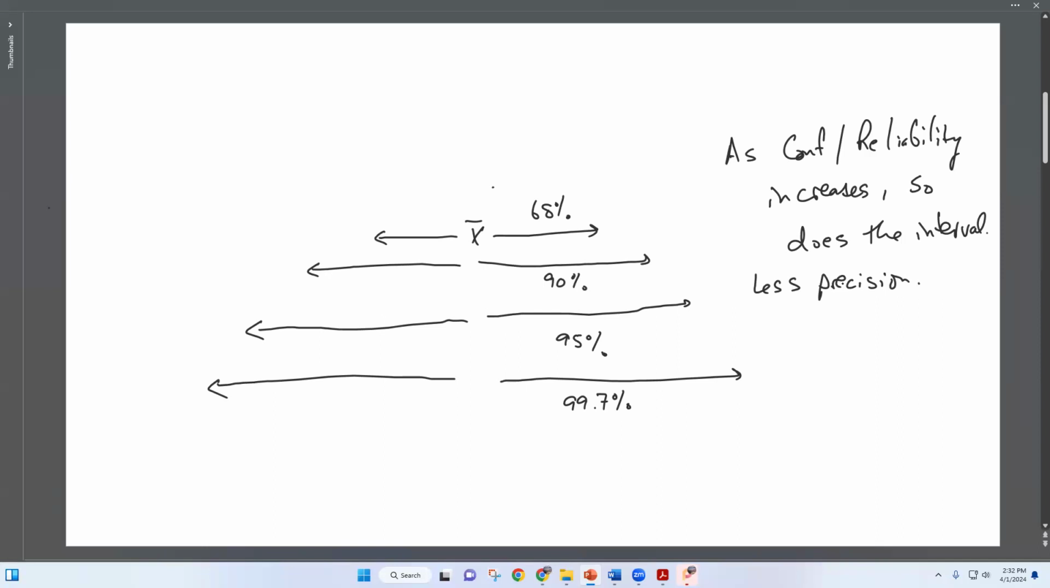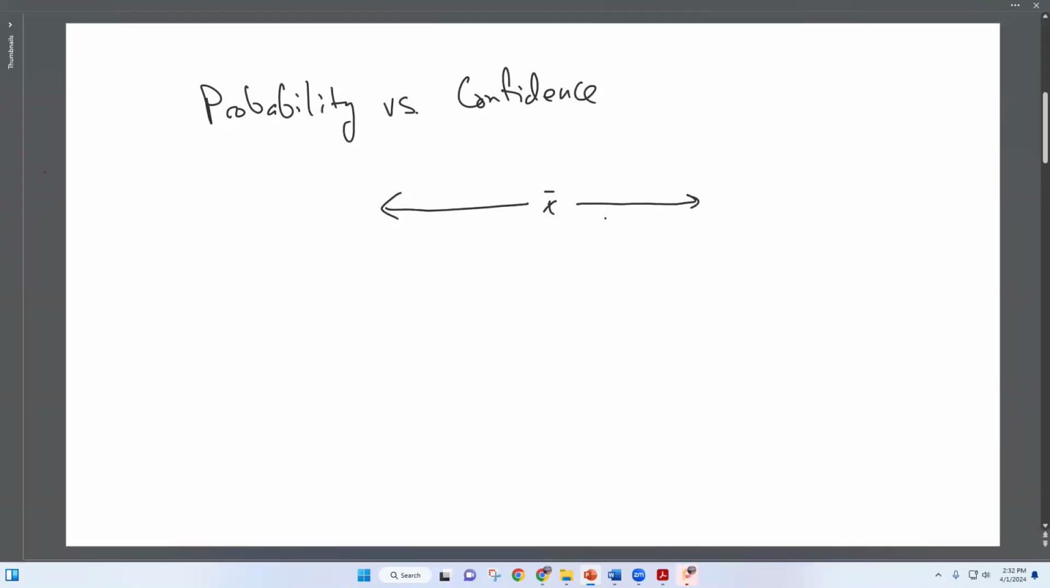All right, one other point I want to make is related to confidence and probability. So probability versus confidence. When we make an interval like we just did that has these bounds, this was 0.055, and then I think our 95% was something like this.